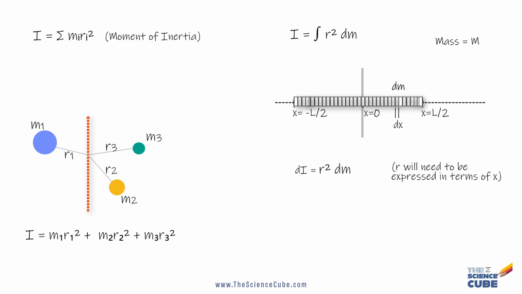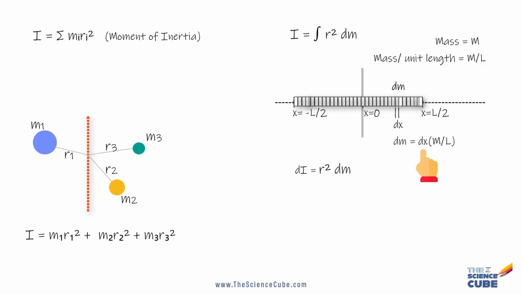Now, if the rod has a uniform mass, then we can say that the mass per unit length would be its mass divided by its length, or m upon L. And then for length dx, the mass would be this multiplied by dx. So we can now go ahead and use this in place of dm and x instead of r.